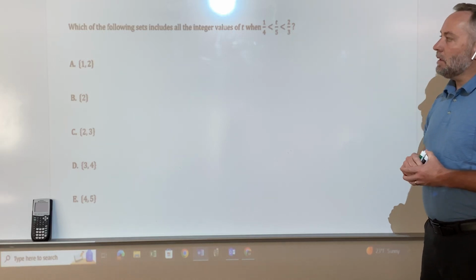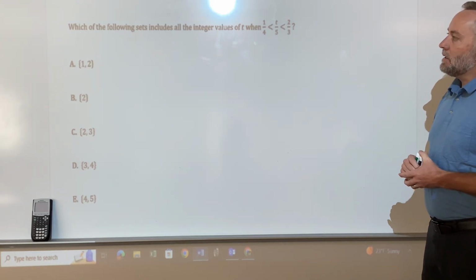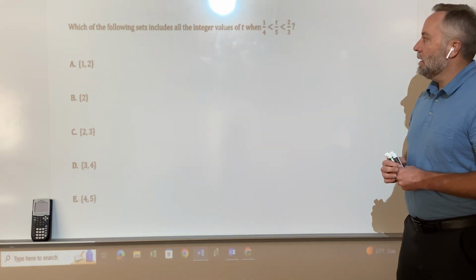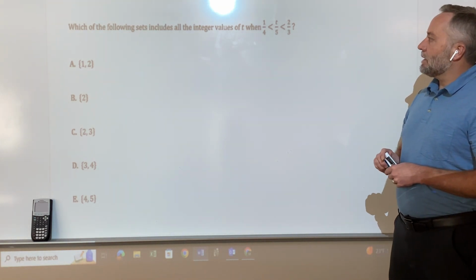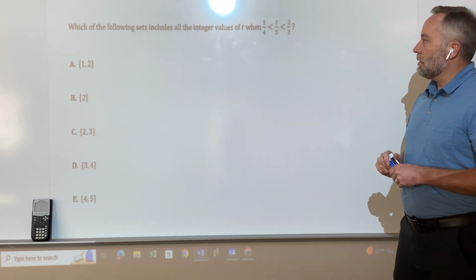This question is asking about our general number sense as well as equivalent fractions. It says, which of the following sets includes all the integer values of t when 1/4 is less than t over 5, which is less than 2/3?